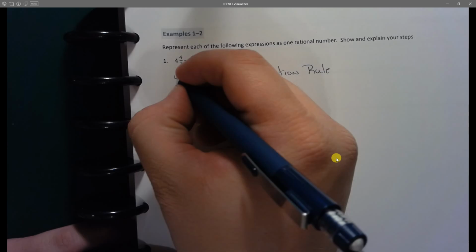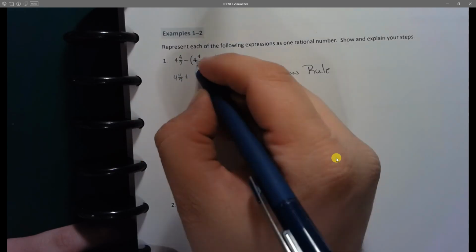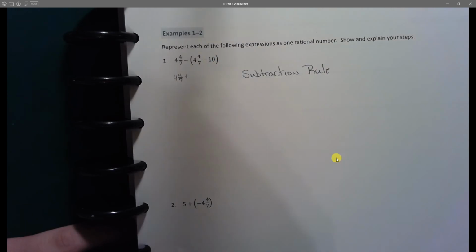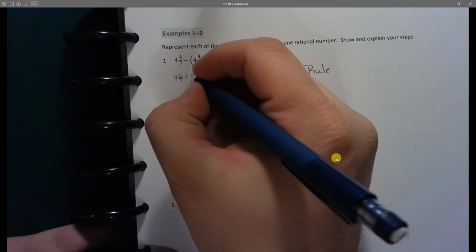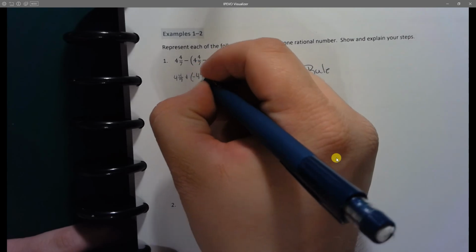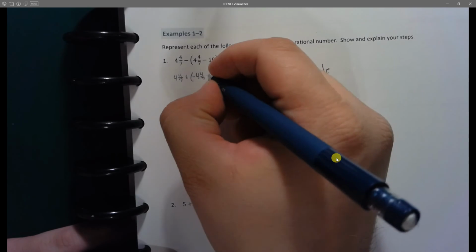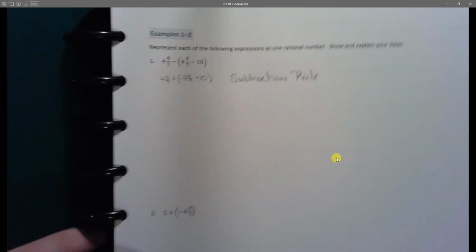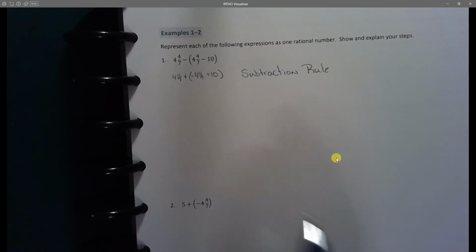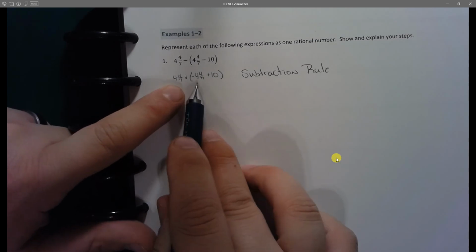So I got 4 and 4/7. Now the subtraction turns into a positive. Everything inside of this becomes the opposite of itself. So the opposite of a positive 4 and 4/7 is now a negative 4 and 4/7, and the opposite of a negative 10 becomes a positive 10. Okay? Now, look at these two numbers right here. Those look like opposites of each other.